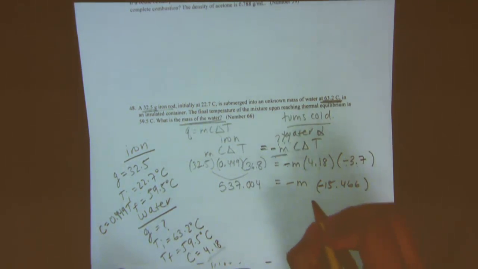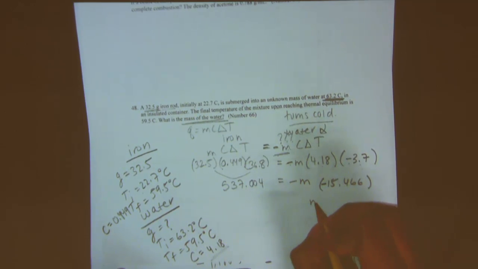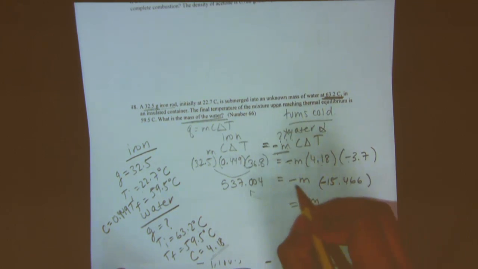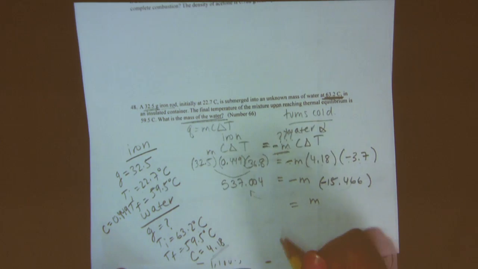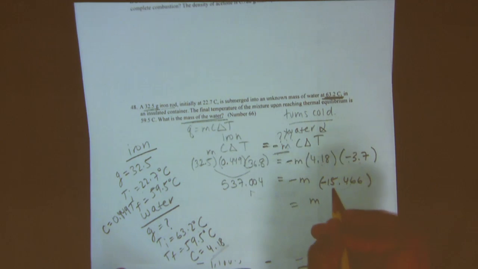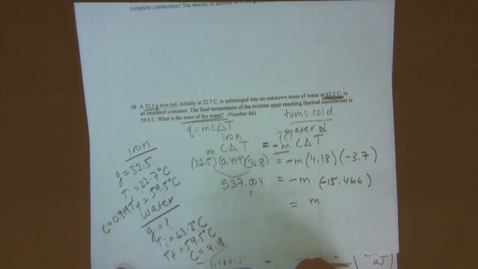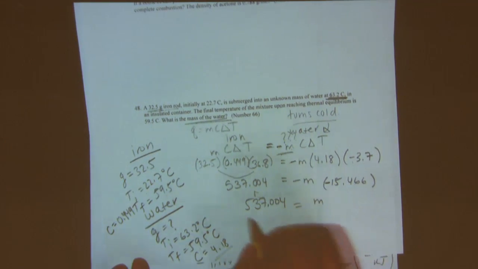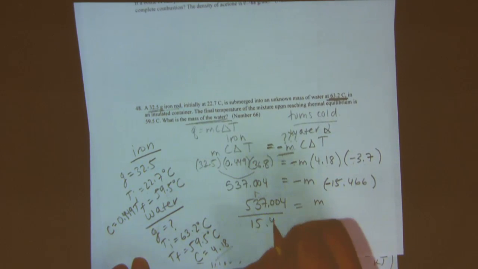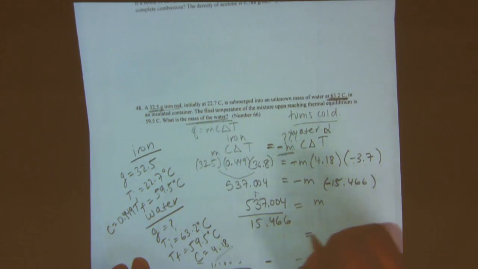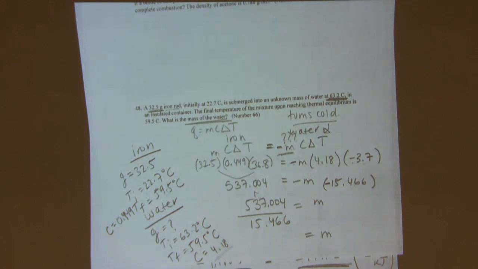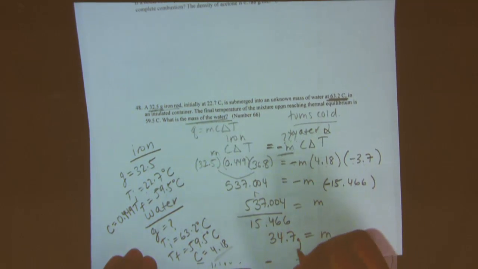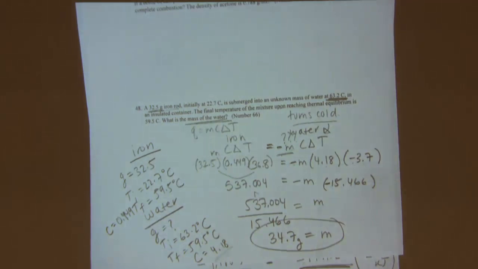Okay, so now we just want to find M. So this is basic algebra, right? We just bring this over to the other side. This negative and a negative, when you times it together, it becomes a positive. So I'm just basically dealing with 15.466. So I have 537.004 divided by 15.466. And what is my M value? Awesome. 34.7 grams.